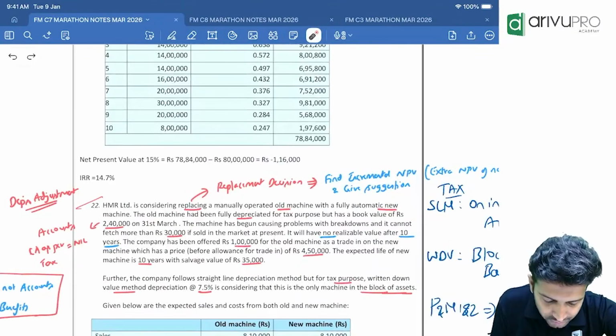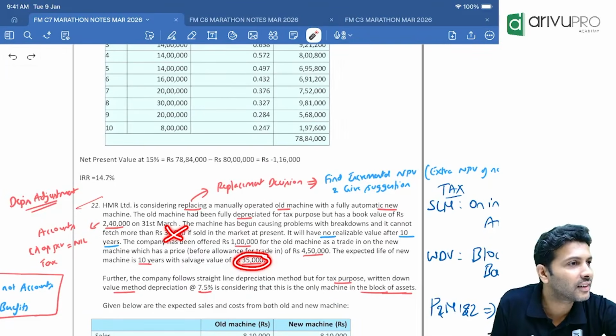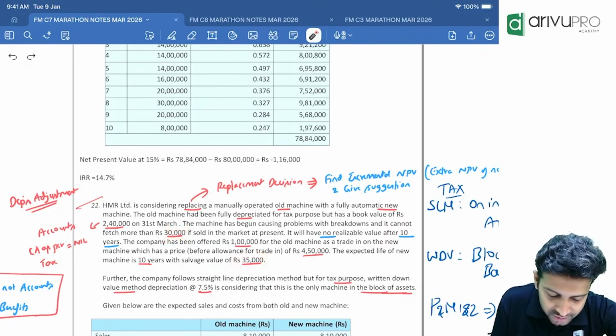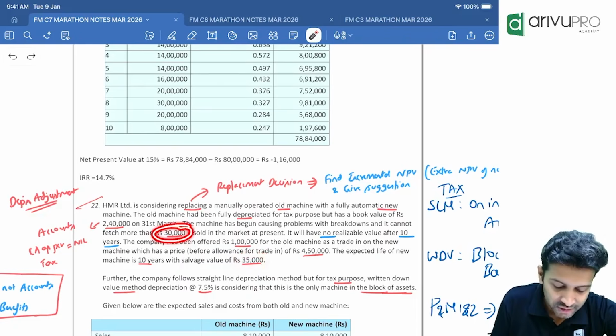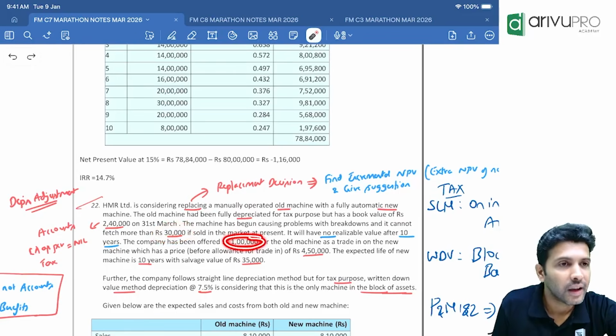So salvage value of old asset 35,000 you should take, sir. This 35,000, first of all, you will get it not now, but after 10 years. And this 30,000 we will never get, because we would get this 30,000 only if we sell the old asset in the market. Are we selling in the market or giving to the vendor? And the vendor is not giving 30, he is giving 1 lakh.